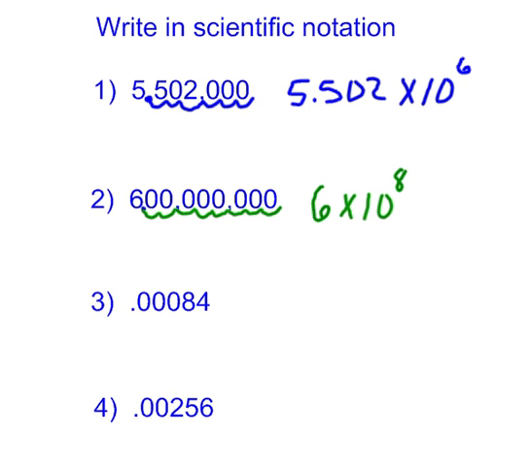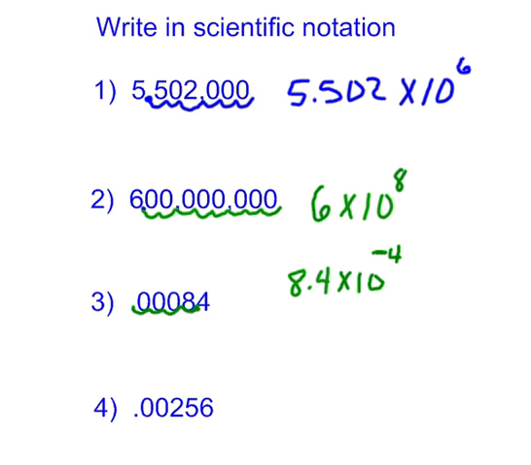Number 3, where would we put the decimal so that it's between 1 and 10? Well, we'd put it right here in between the 8 and the 4. And then we count from where it currently is to where it needs to be: 1, 2, 3, and 4. So this would be 8.4 times 10 to the fourth power. And then, was this a large number or a small number? Well, this one was a small number, so this would be a negative 4.